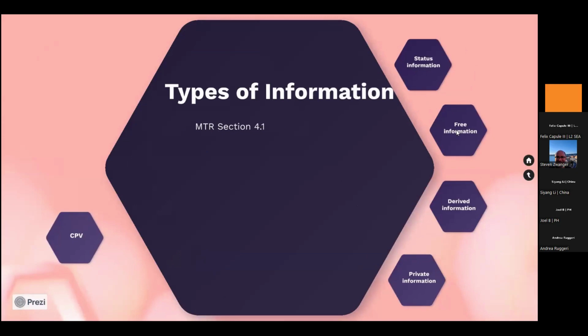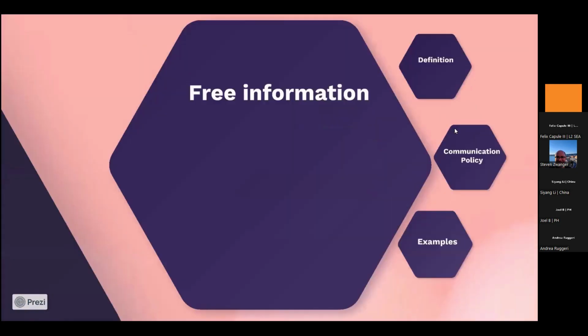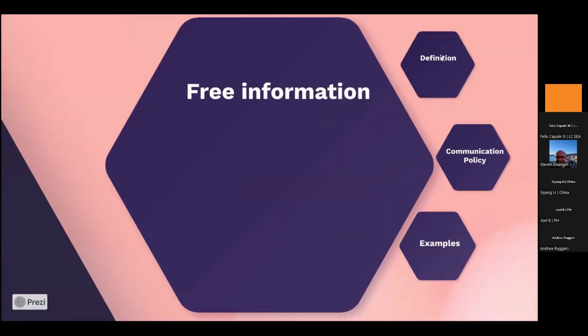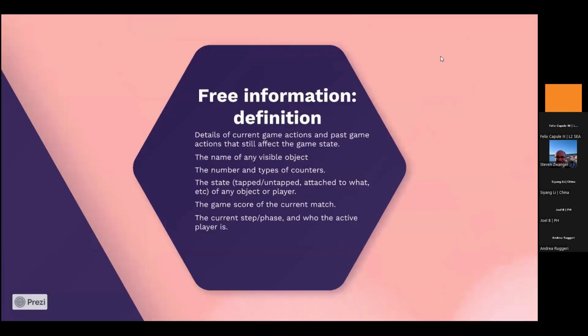The next type of information is free information. And the definition of free information is, again, what's on this list. This is the entire list of free information. Details of any current game actions and past game actions that still affect the game state. For example, I've played a land this turn, or you have played a land this turn. Those are statements about free information.